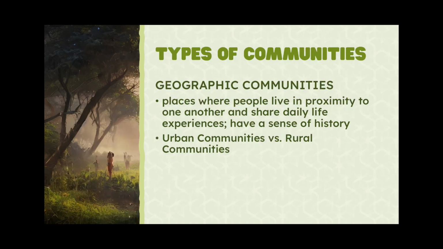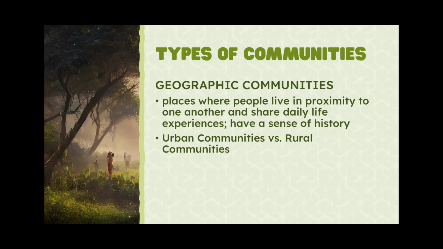And now we'll talk about different types of communities. The first type of community is a geographic community. A geographic community is basically a place where people live in proximity to one another and share daily life experiences. There are many types of communities, as we will be explaining in this section, but most of the communities that we'll be talking about in this course are geographic communities. Communities that are basically found in a geographical location. There are clear geopolitical boundaries of where this community can be found.